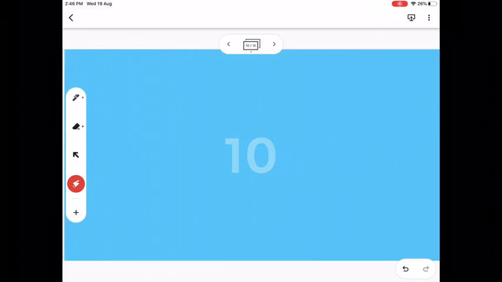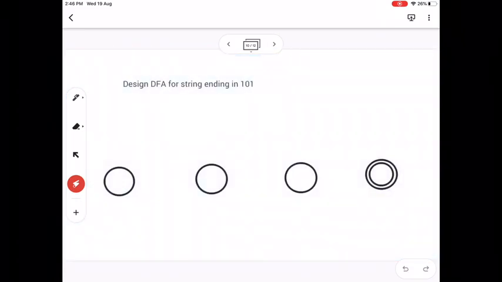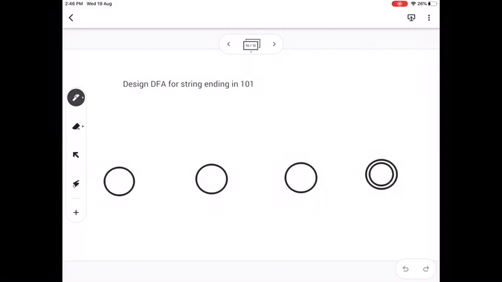Okay. Now we will see the example DFA for strings ending with 101. Okay, ending in 101. So it's very simple. Always it should end in 101. So the first step is we'll draw for 101. Okay, I have already put the states Q0, Q1, Q2 and Q3.